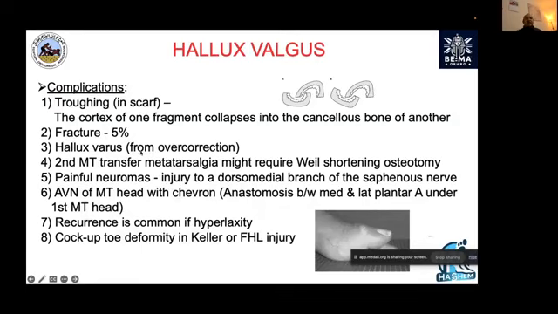Second transfer metatarsalgia, if I don't correct the plantar flexion as I explained. Painful neuromas, especially if you injure the nerve, the dorsomedial branch of saphenous. Avascular necrosis of the head, if you attack the area of blood supply, which is just plantar to the apex. Recurrence, especially if the patient has hyperlaxity, and cock-up deformity, as you can see, if you do a killer or you do any injury to the FHL, this will end by what we call a cock-up toe.